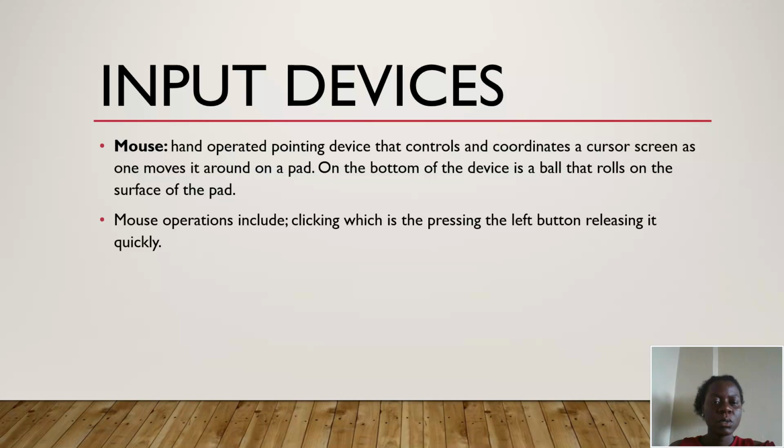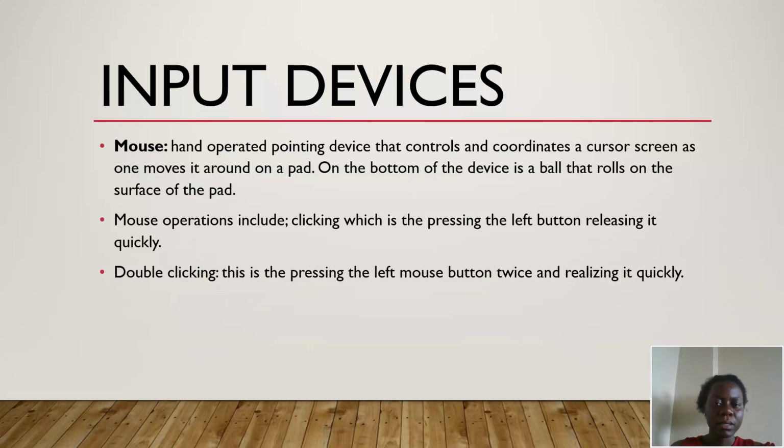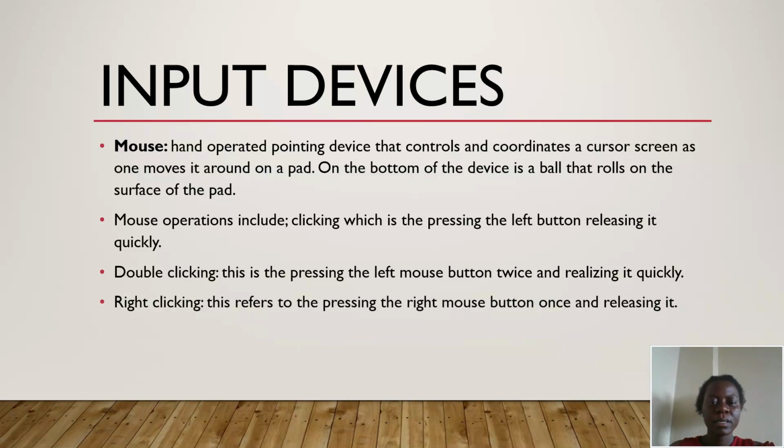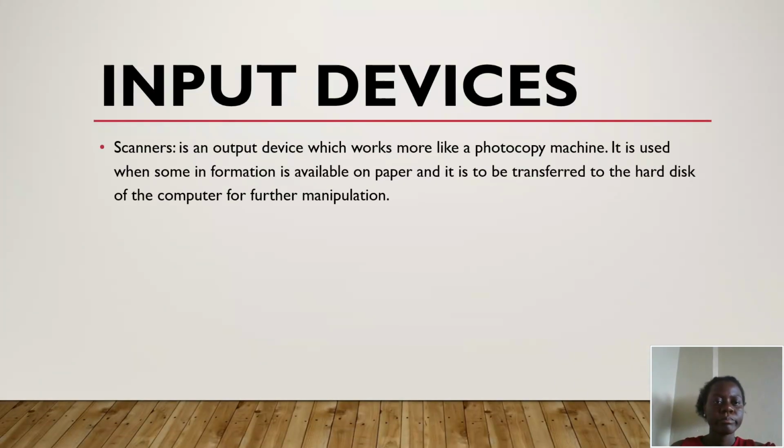Mouse operations include clicking, which is pressing the left button, releasing it quickly. Then double clicking, and this is pressing the left mouse button twice and releasing it quickly. We have the right clicking. This refers to pressing the right mouse button once and releasing it.